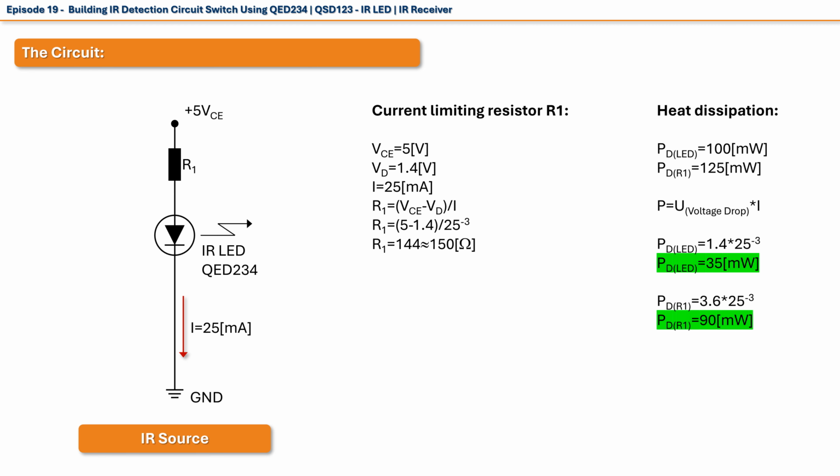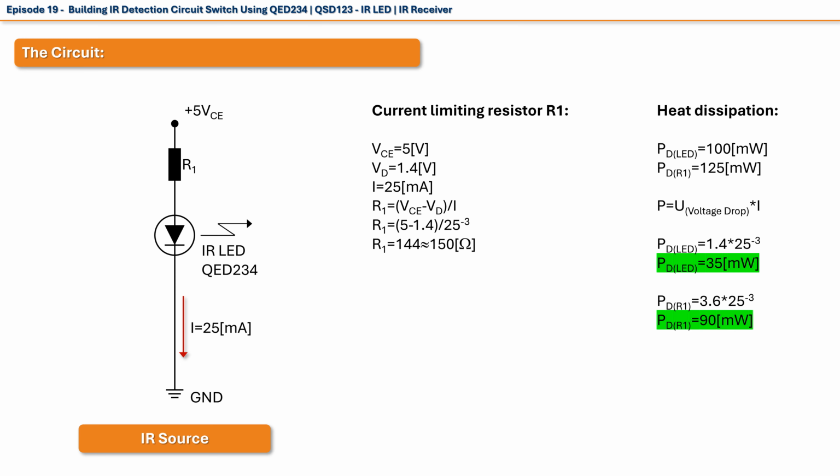From datasheet we know that the voltage drop over the IR LED is 1.4 volts, when using 5 volts as a power source. By using Ohm's law, we can get the necessary value for current limiting resistor R1. We get a value of 144 ohms for current limiting resistor R1. Since this is not a standard value, the next best thing is a standard 150 ohm resistor.